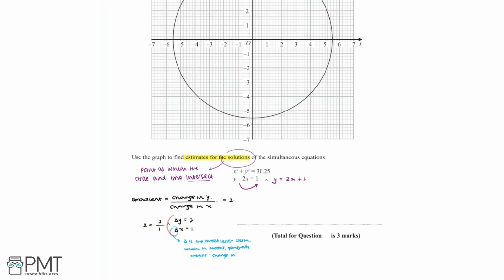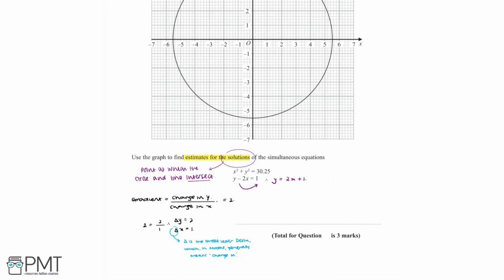And so these small triangles that we see over here is the Greek letter delta. In maths, delta generally means the change in. And so when we have delta y is equal to 2, it means the change in y is equal to 2. And when we have delta x equals 1, we're saying that the change in x is equal to 1.